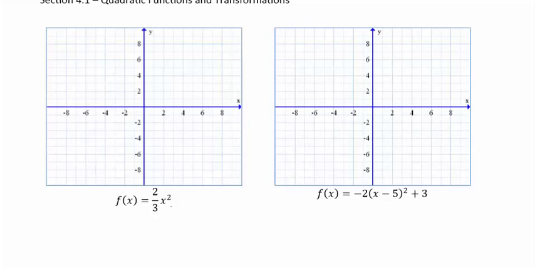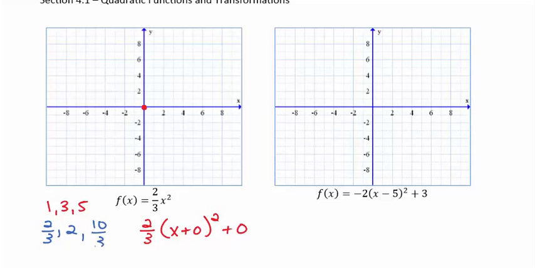Alright, so here, notice there's no horizontal or vertical change. I could write this if I wanted as 2/3 x plus 0 squared plus 0. So the vertex is going to be at 0, 0. It's positive, so we're going to open up, but now we have a new factor, that factor of 2/3. So let's go back to our 1, 3, 5 pattern, but now I have to multiply by 2/3. So 1 times 2/3 is 2/3, 3 times 2/3 is 2, and 5 times 2/3 is 10/3.